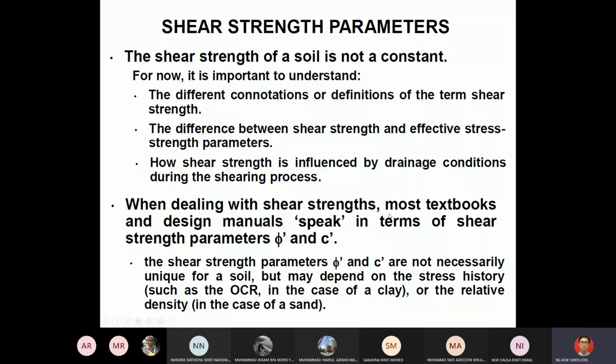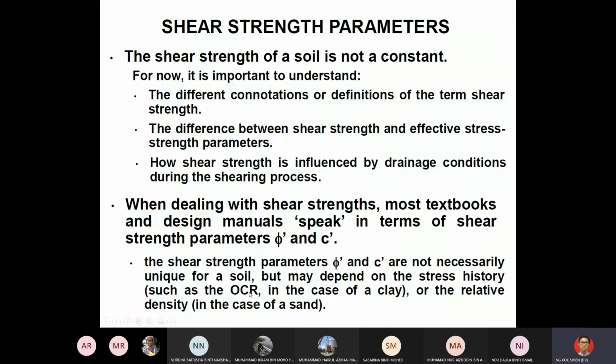When dealing with shear strength, most textbooks and design manuals speak in terms of the shear strength parameters φ' and c'. I call it phi; sometimes you can call it pi also. The shear strength parameters φ' and c' are not necessarily unique for a soil. Even if it is the same type of soil, if the soil is subjected to a different stress history, you will get a different value for c and φ.